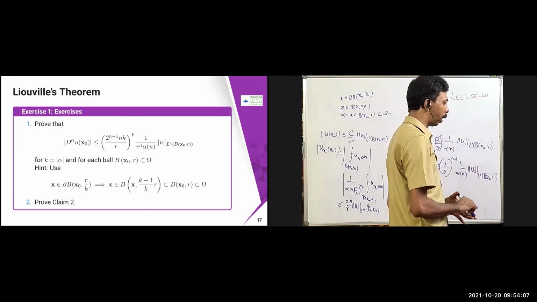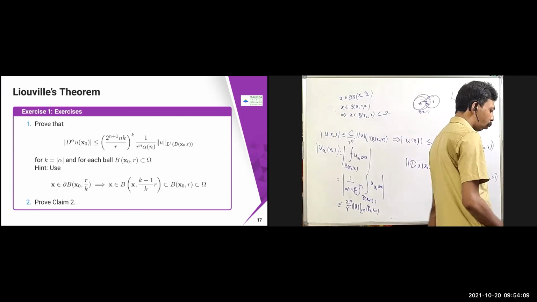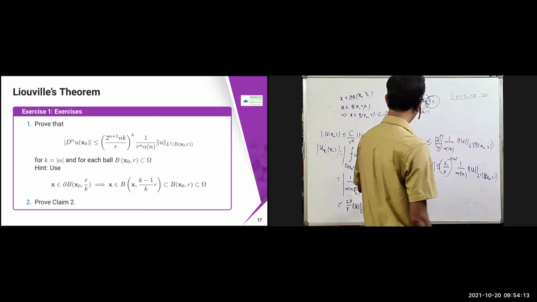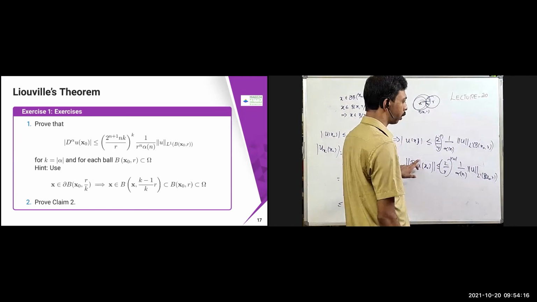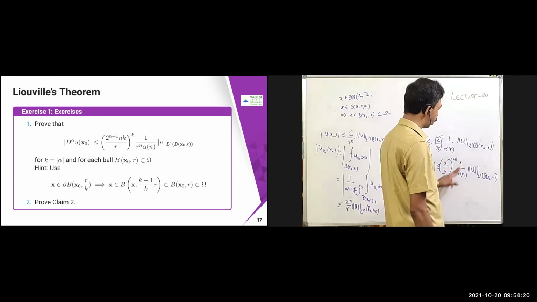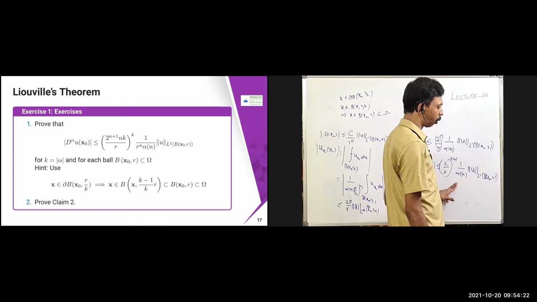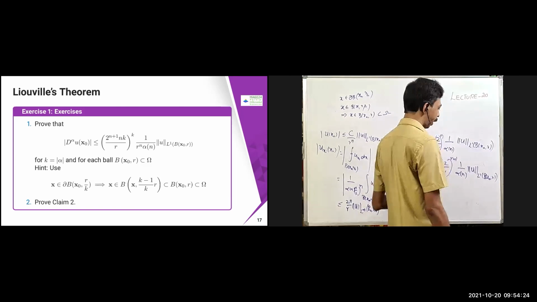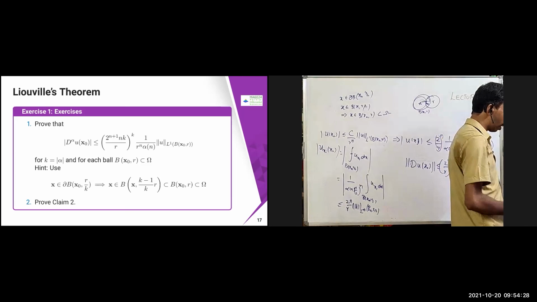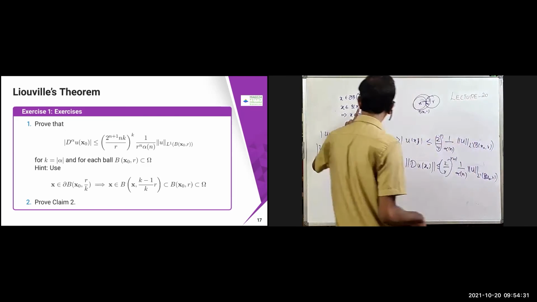Then you can prove the rest of the thing. Similarly, I have one more exercise where you can prove that not only Du of x naught, you can prove D alpha of u of x naught is less than or equal to 2 power n plus 1 into nk by r, into 1 by r power n alpha n. Similar kinds of things you can prove again and again using this property. I have already given the hint. Here I have taken r by 2.